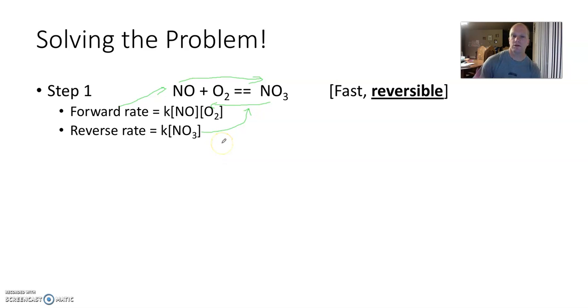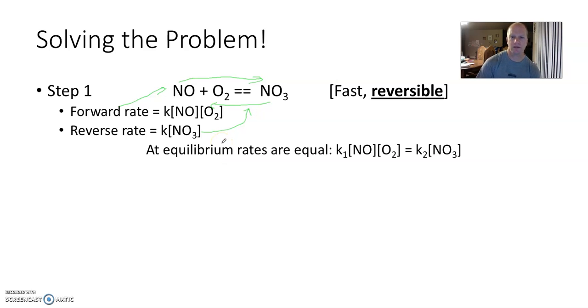And so we can start to use this because at equilibrium, these two rates are going to be equal to each other, right? Remember, at equilibrium, the forward and backwards reactions occur at the same time, at the same rate. So we've got two rate constants, a rate constant for this guy, a rate constant for this guy, and we've got our concentrations. They should be equal at equilibrium, right?